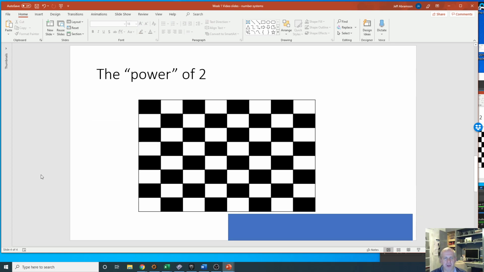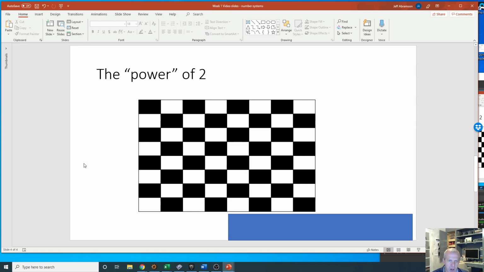Here's my favorite illustration of the power of 2. And this is a story that I remember reading about a long time ago. Honestly, I don't remember if it was told to me by a professor or I read about it, but it's one that I've always really enjoyed. And it takes us hundreds of years back to the invention of chess.